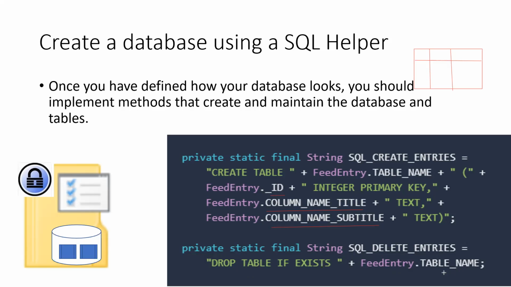Fetch the name of the table from the inner class of a contract class, and that inner class is feed entry, which implements base columns, which is going to implement these columns interface. I hope you are getting it. Anticipating that you are getting it, I'm moving forward.